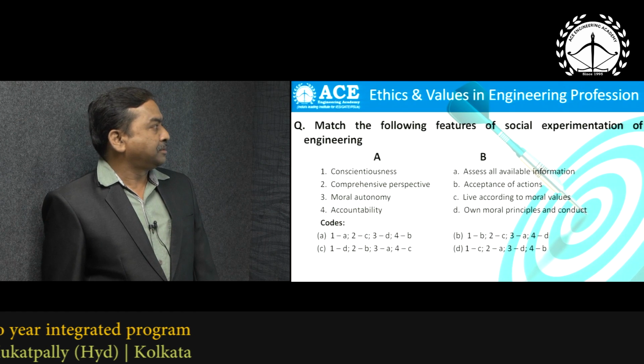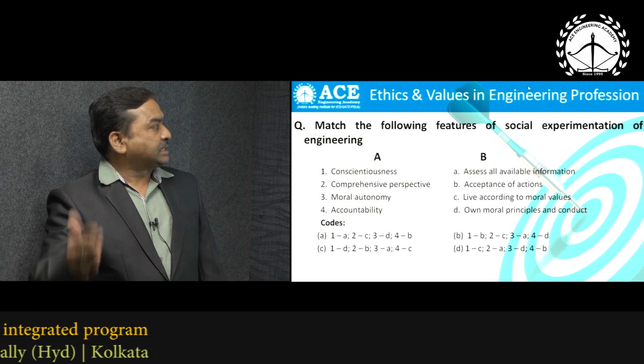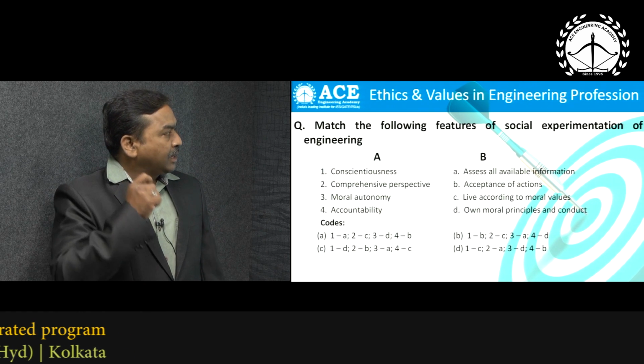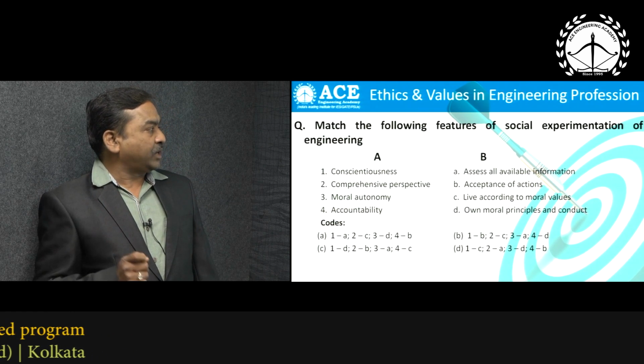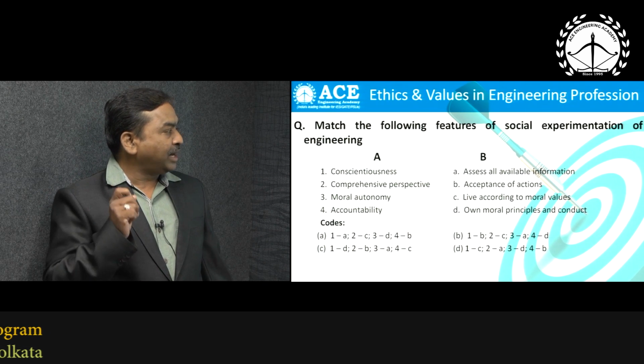We'll take another question. Side A, side B. Conscientiousness, A1. Comprehensive perspective, A2. Moral autonomy, A3. Accountability, A4.